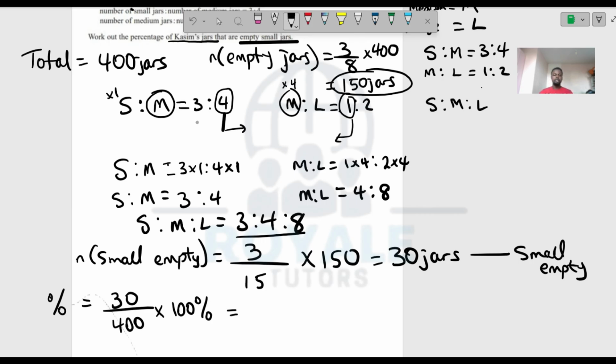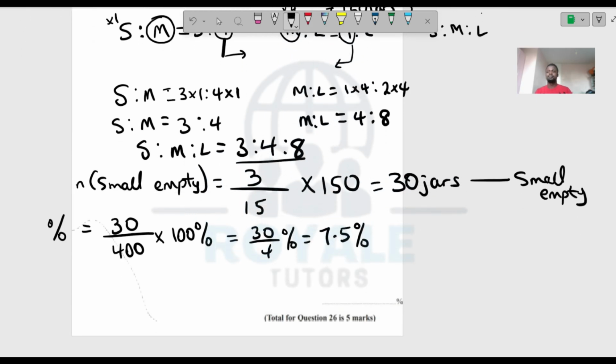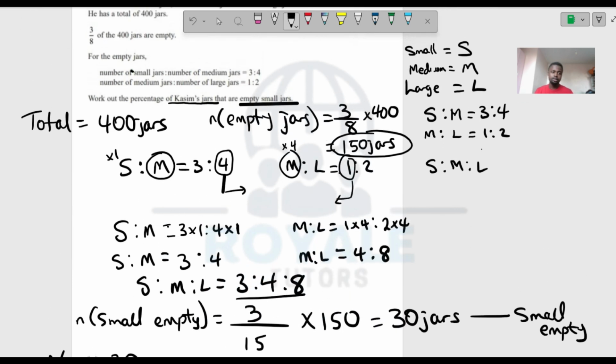So if you do this, you're going to get 30 over 4%, which is 15 over 2. This is the same as 7.5%. So the answer is 7.5%, and you have your 5 marks. Yeah, the sequence is clear.